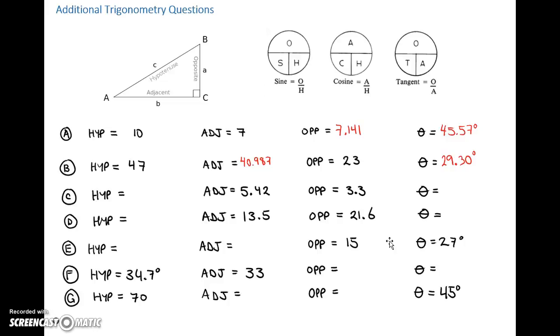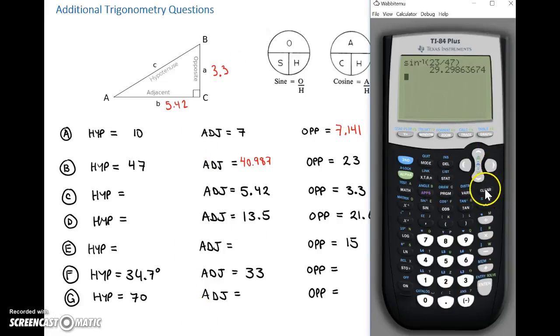Now, the adjacent for the next one is 5.42. The opposite is 3.3. So we're going to use those two values in order to find our hypotenuse first. So let's do the square root, and we're going to do the addition of 5.42 squared, plus the 3.3 squared. We'll do a close bracket.